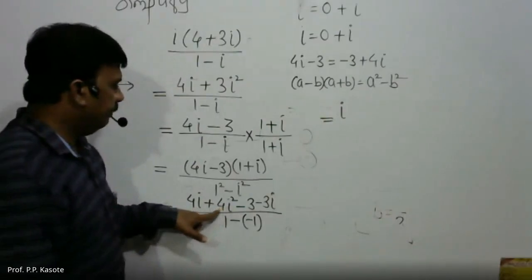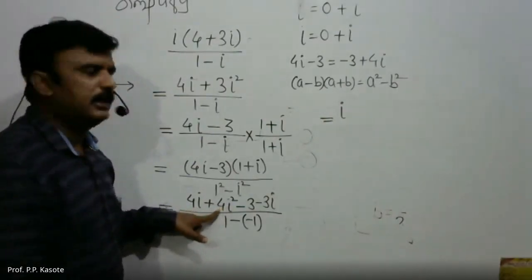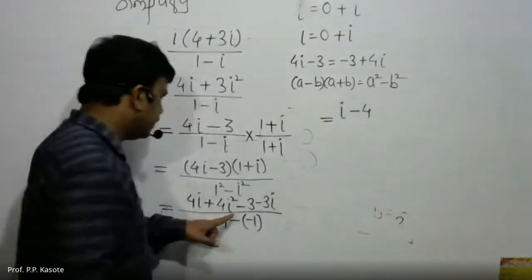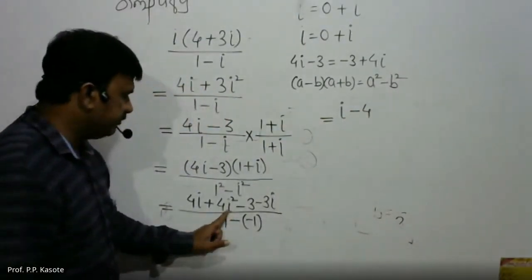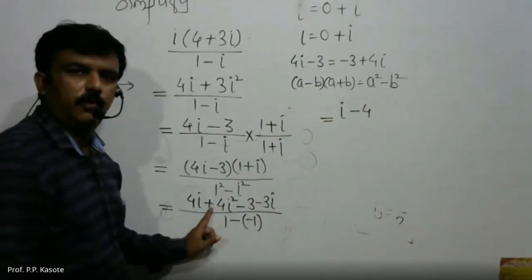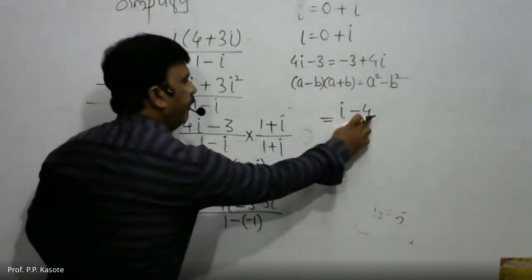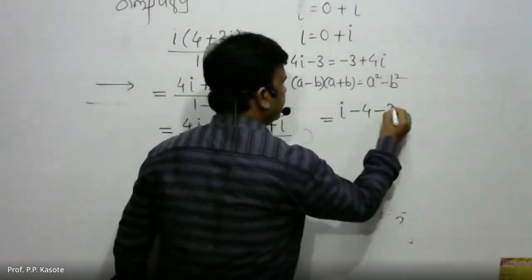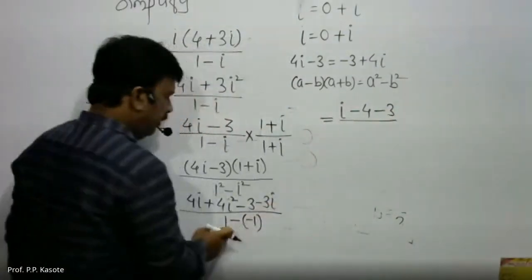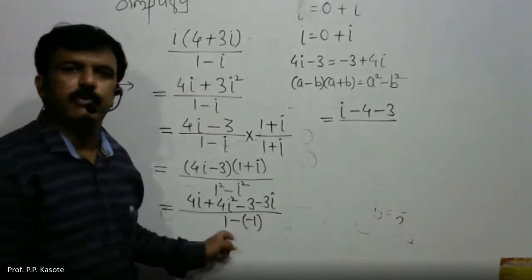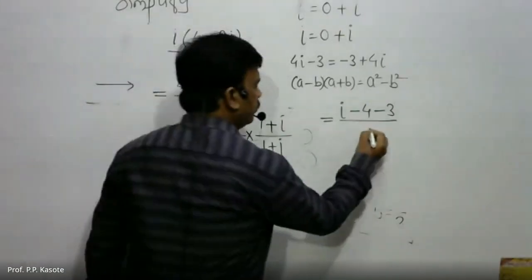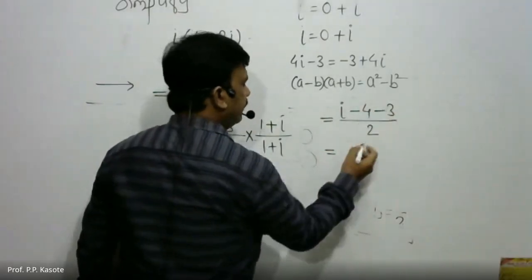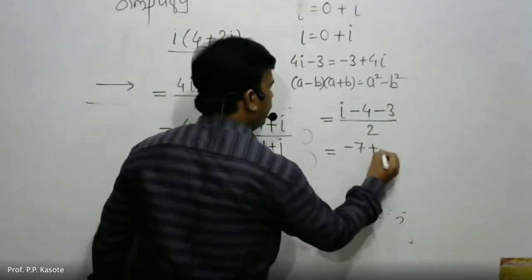And this plus 4i square is nothing but minus 4. Why? Because i square का वैल्यू minus 1 सब्स्टिट्यूट करने के बाद 4 into minus 1 is minus 4. Write this minus 3 as it is upon 1 minus minus 1, that is 1 plus 1, which is equal to 2. Means at the end minus 4 minus 3 is minus 7 plus i.